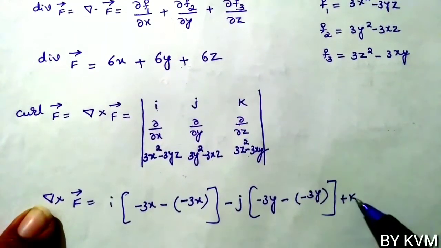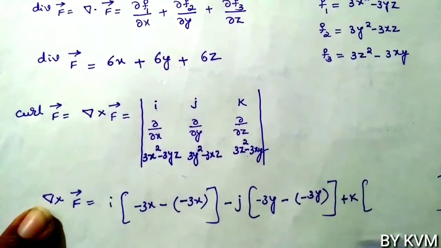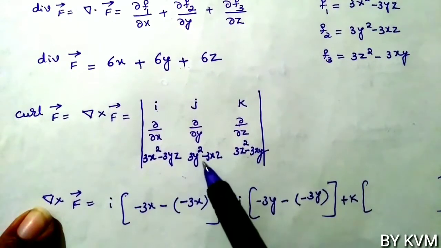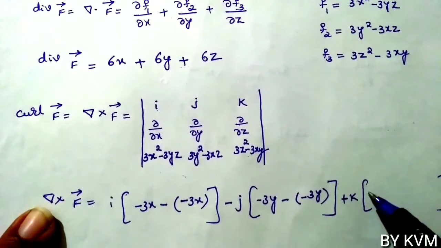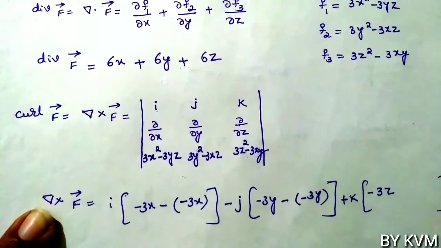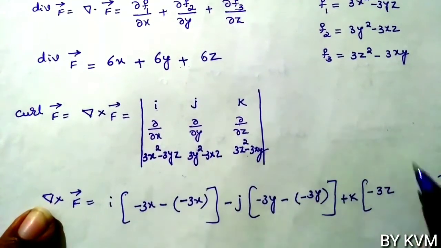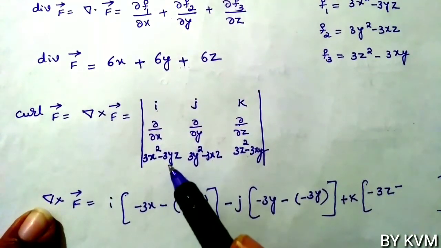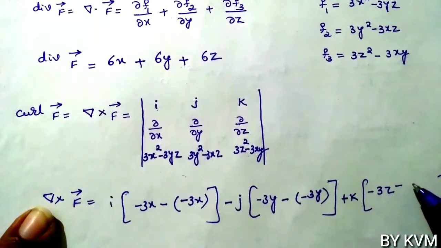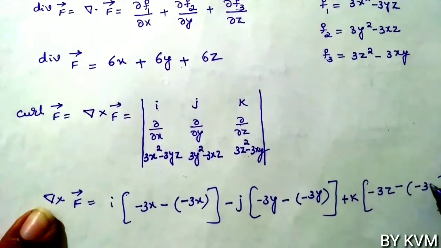plus k into dou by dou x of 3y square minus 3xz. y and z are constants, that is minus 3z, minus of dou by dou y of 3x square minus 3yz. So x and z are constants, minus 3z.